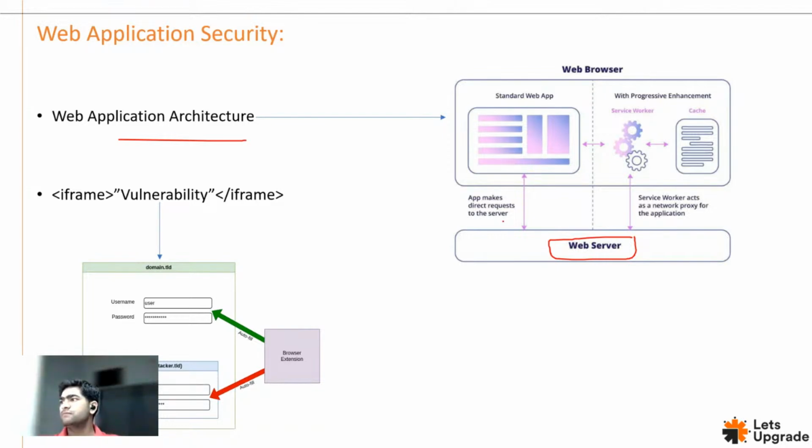Then the web app makes a direct request to the server. This is how it will send it towards this. The service worker acts as a network proxy for the application, right? So this is what it is sending the data towards. Then standard web applications with progressive enhancement we have to do. This is the web application which you are going to deploy. Alongside it will work over here, this one, service worker caching.